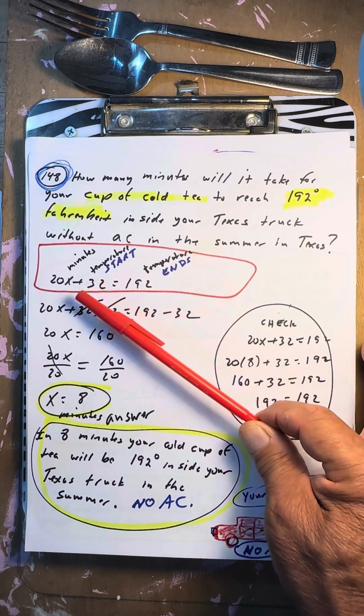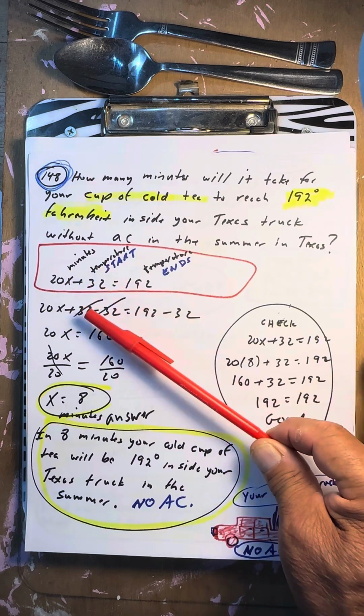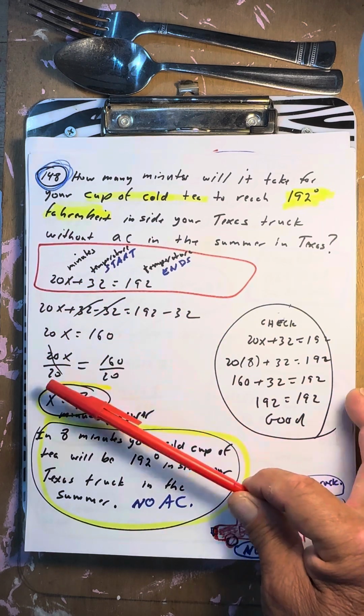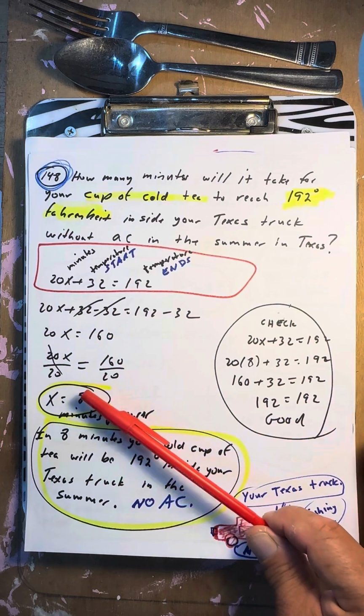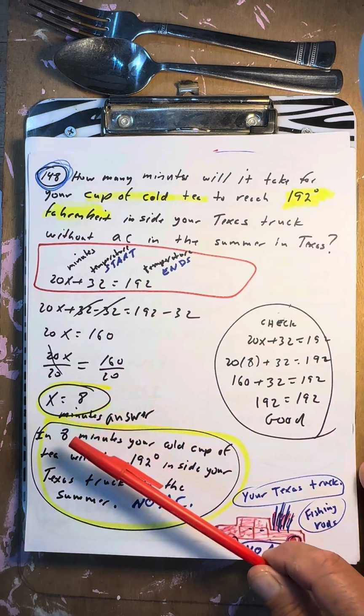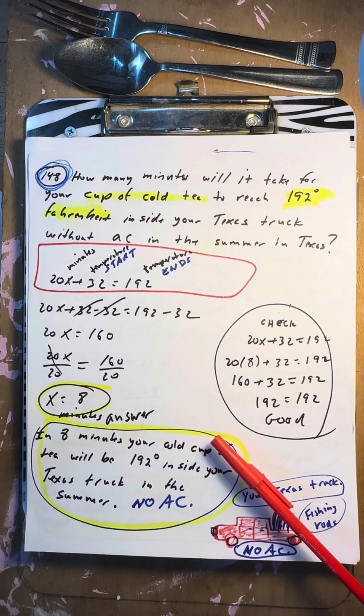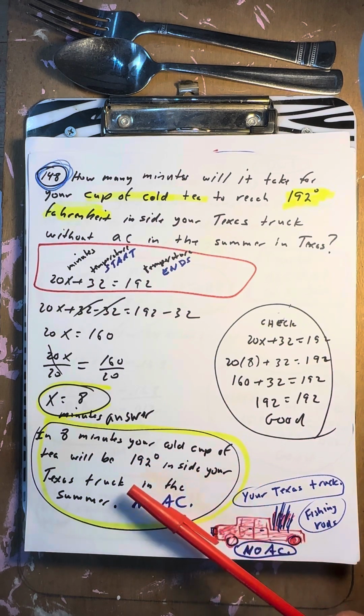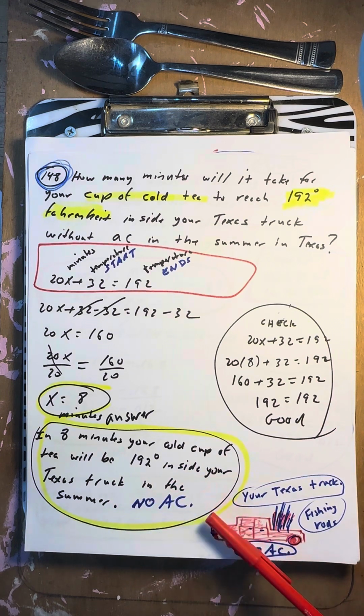Start and ends. So, let's solve this equation. So, minus 32, these are gone. So, 20x equals 160. Divide by 20, divide by 20. So, x equals 8. So, 8 minutes. In 8 minutes, your cold cup of tea will be 192 degrees inside your Texas truck in the summer where it has no AC.